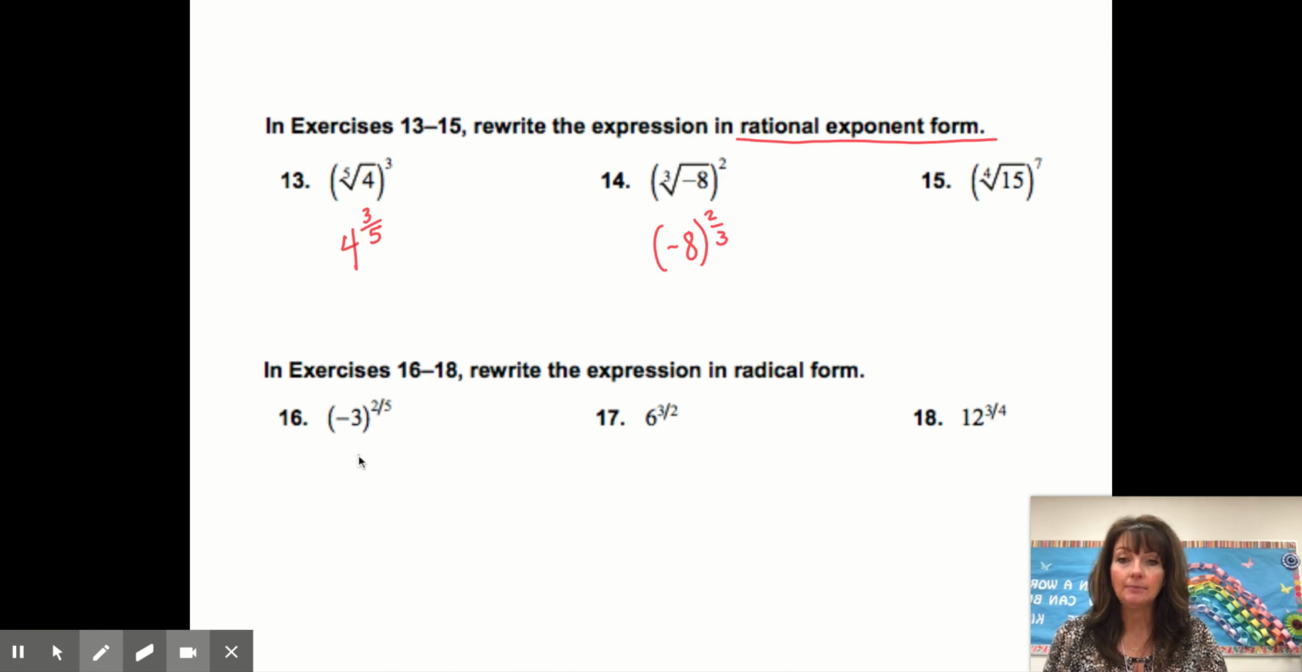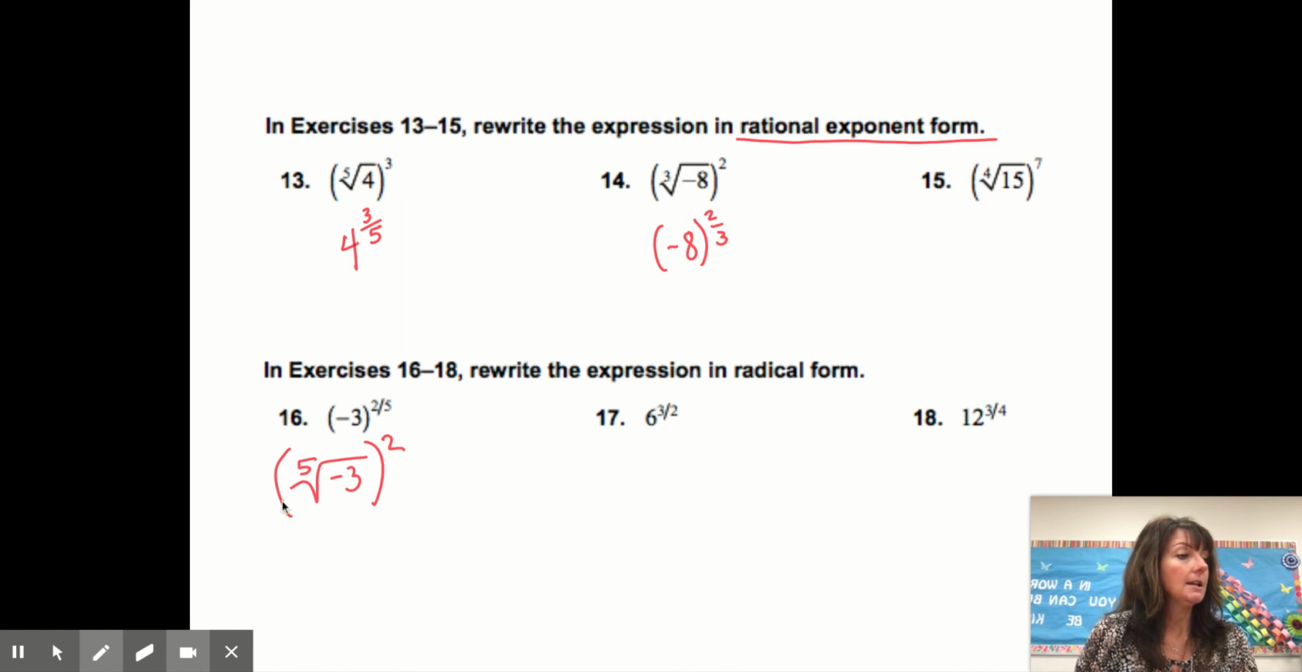For number 16, we are going to rewrite it into radical form. We have an odd index, so we have the 5th root of -3, and that's allowed, and we're going to square it. The 5th root of -3, that's coming from the denominator, which is the index. At this point, we're just rewriting, not evaluating.